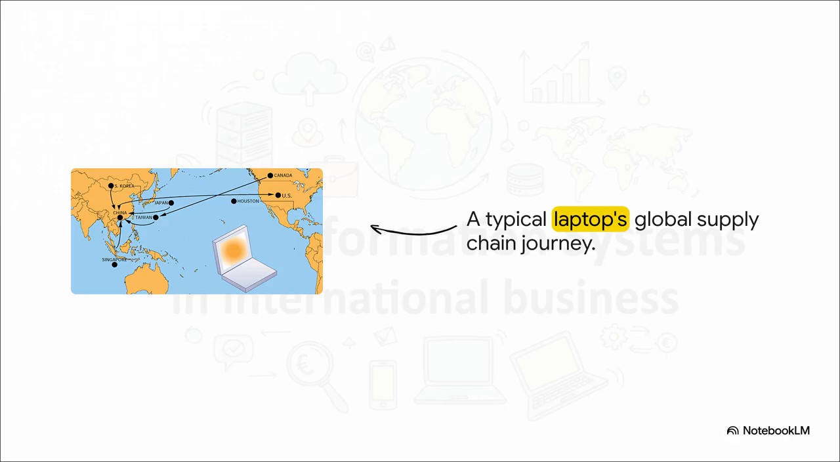And it doesn't stop there. From China, Singapore acts as this massive regional logistics hub, just to ship it out to distribution centers in places like Houston, and eventually, well, the rest of the world.